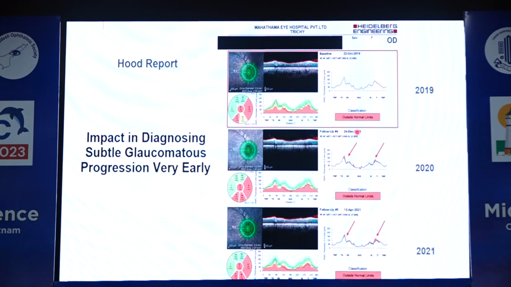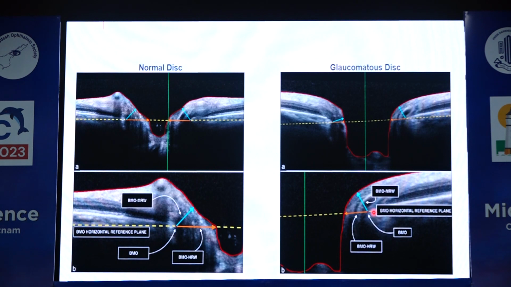I'm just winding up. This impacts diagnosing subtle glaucomatous changes very early. This is one of my patients where in 2019 I thought the IOP was controlled. It was 15-16, but the patient tended to progress. You can see in 2020 and 2021 there was very subtle progression, where I had to put him on another medication and bring the IOP, which was 16 to 17, down to the low teens, like 13 or 14. So this really helps in game-changing glaucoma.